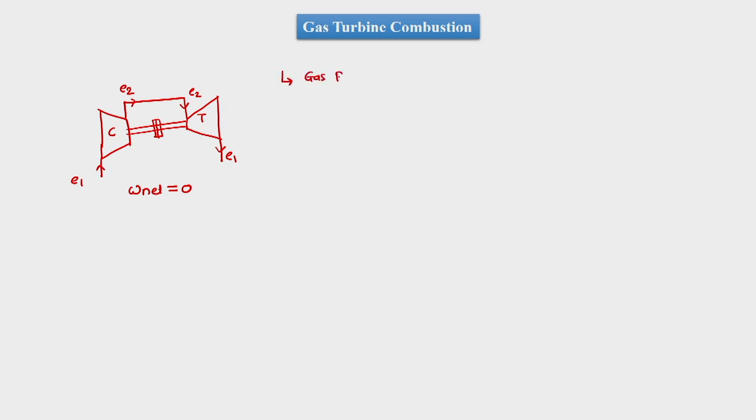So a gas power plant has a compressor and a turbine as rotary components. Then there is also a combustion chamber.